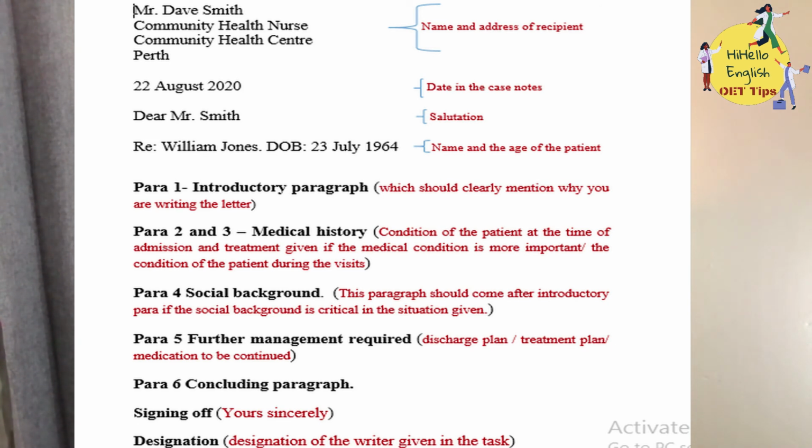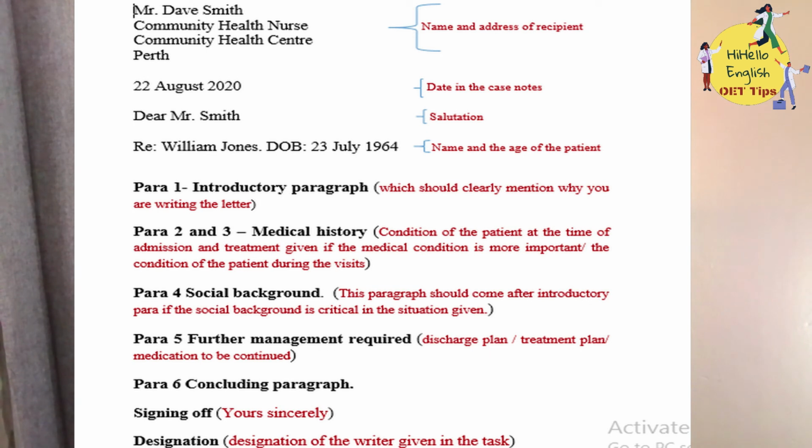Paragraphs 2 and 3 should contain the medical history, that is the condition of the patient at the time of admission and the treatment given under your care, or if it is a clinic visit or a home visit, these paragraphs should deal with the condition of the patient during the visits. In paragraph 4, you can give the essential social background of the patient, but you should write this paragraph after the introductory paragraph if the social background is critical in the situation given.